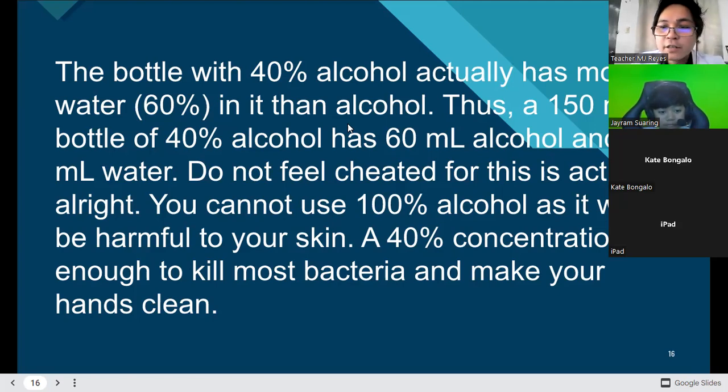Do not feel cheated with this. Actually, you cannot use 100% alcohol as it will be harmful to your skin. At the same time, it will just evaporate. The property of alcohol is that if you place it at room temperature, it will just evaporate by itself. So you cannot use it as an antiseptic if it is 100% alcohol, ethanol or ethyl alcohol. A 40% concentration is enough to kill most bacteria and make your hands clean. Your hands will feel moisturized because there is a lot of water in it.